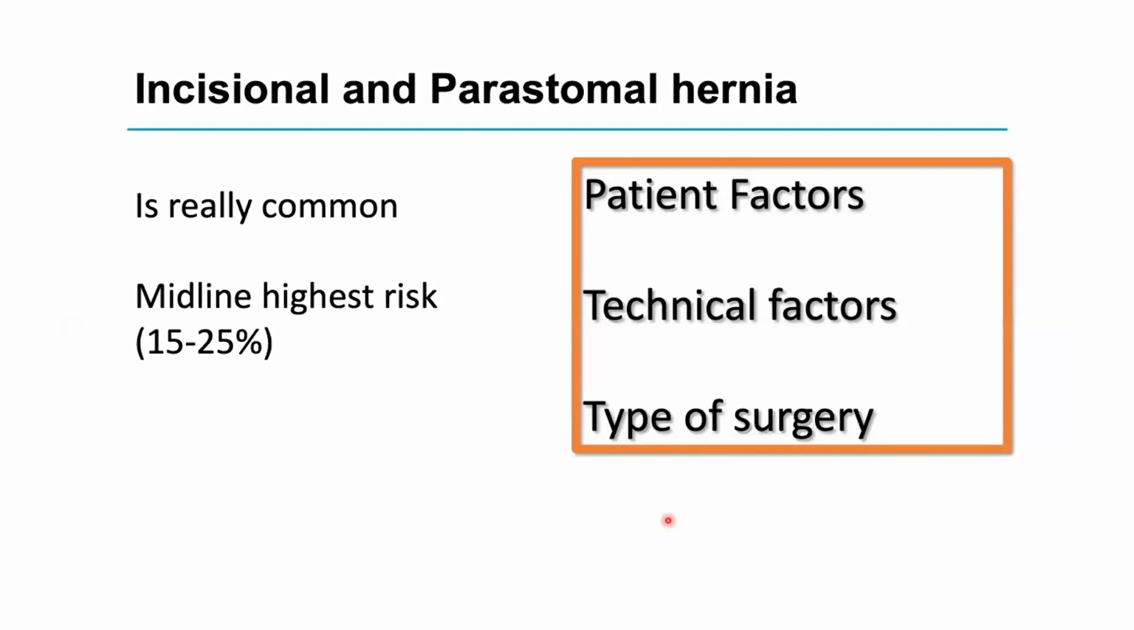A good question for OSCEs and a good question for postgraduate exams are risk factors and factors that predispose to incisional peristomal hernia. And you can divide that, if you're doing it systematically, into patient factors, technical factors, and the type of surgery. I haven't time to go into all of that now, but patient factors could be, again, inherent things like diabetes, immunosuppression, on steroids, COPD, and so on. So in your own time, you could maybe look into that a little bit further.